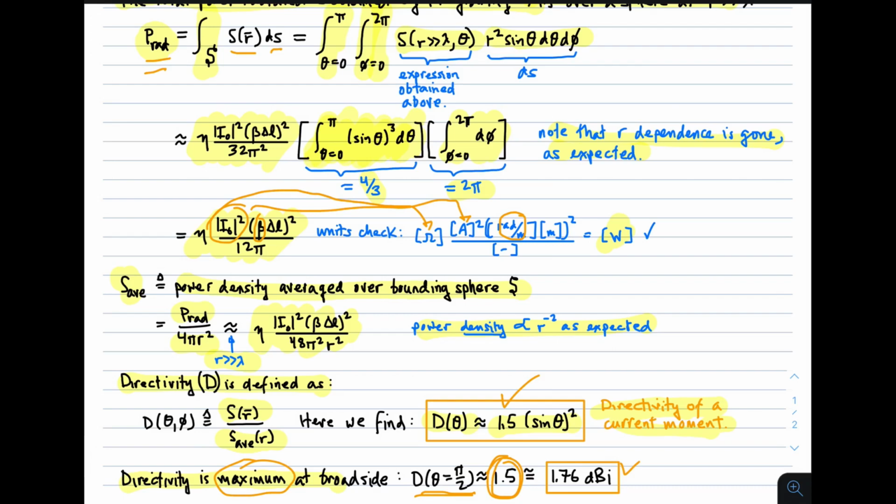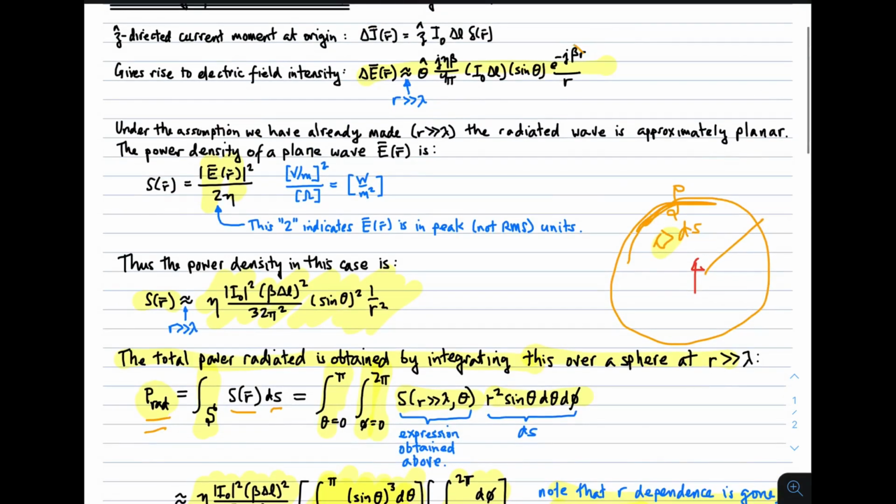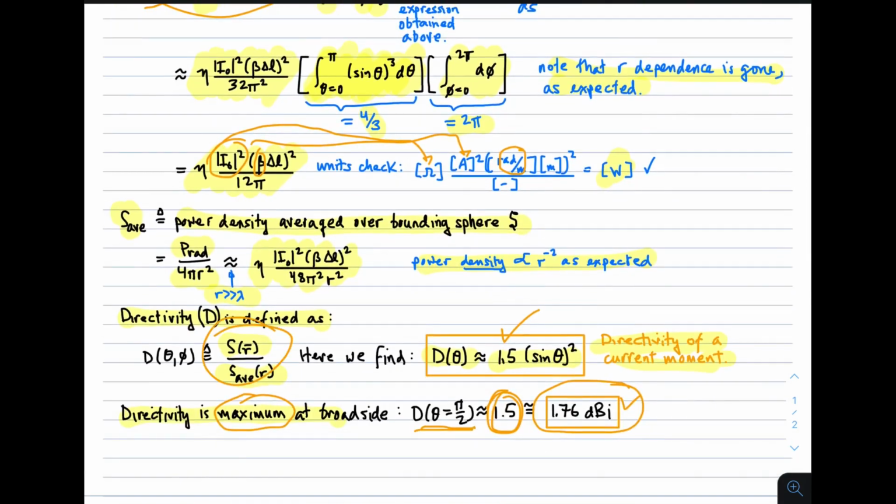So two things you should get from this. One is to know this result. It's important for a reason I'll elaborate on in just a moment. But the second is to know this procedure. You identify the electric field. From that you get a power density. You integrate over the power density to get a radiated power. You then compute the directivity as a ratio of those things.